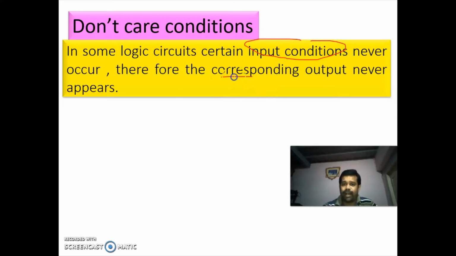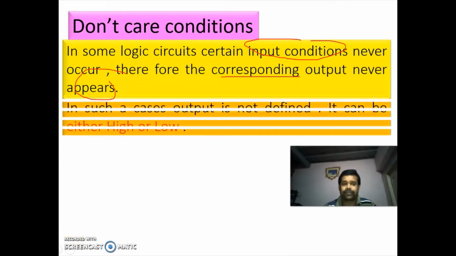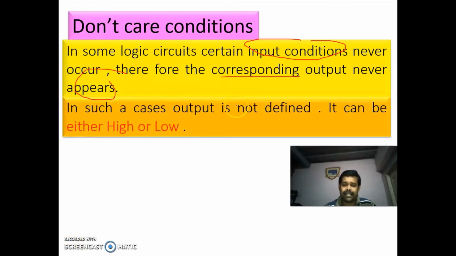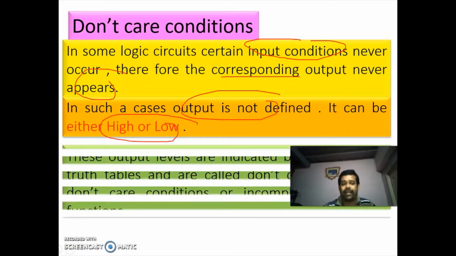Therefore, the corresponding output never appears. So if certain input condition is never occurring, the output also never appears. So in such cases, the output is not defined. So it can be either high or low. So in some logic circuits, certain input combinations will not come, and so the corresponding output will never appear. So for such cases, the output is not defined, and for that the output can be either low or high.